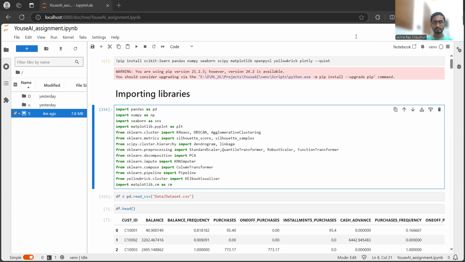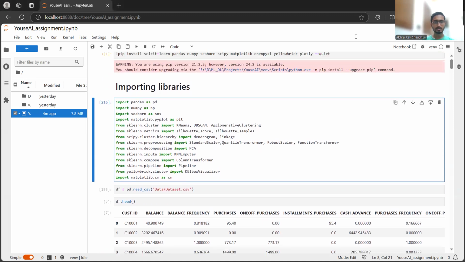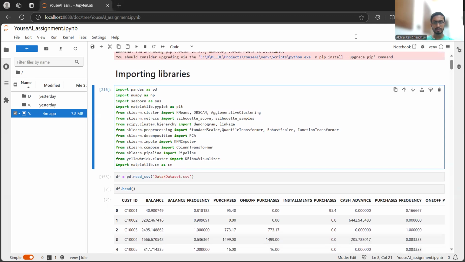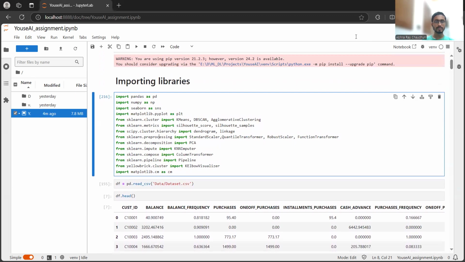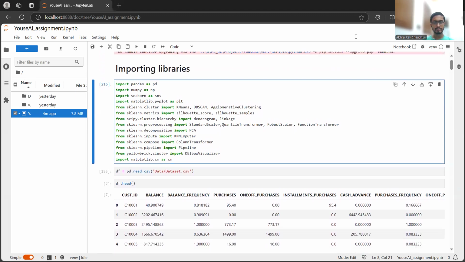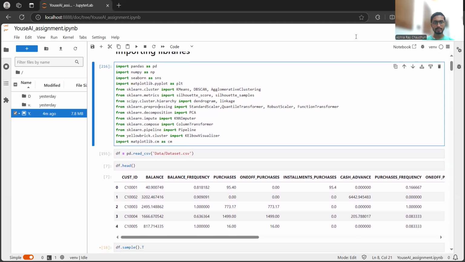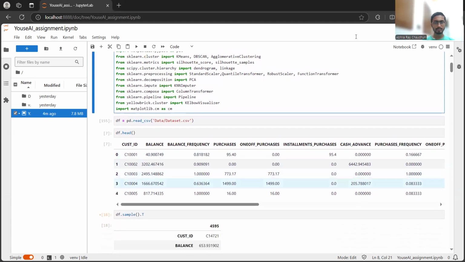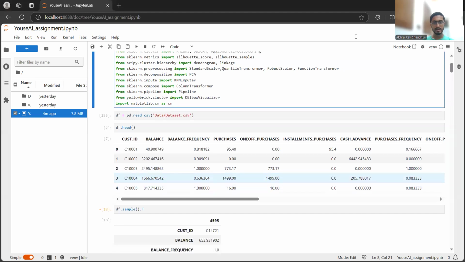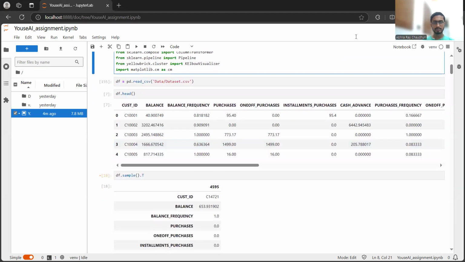So this is an assignment regarding membership. This is a customer segmentation machine learning model which I have built. First of all, we import the libraries: pandas, scikit-learn, Plotly. Then we read the dataset. We have all the fields: customer ID, patterns, purchases.